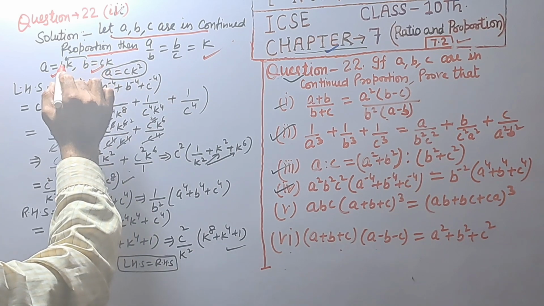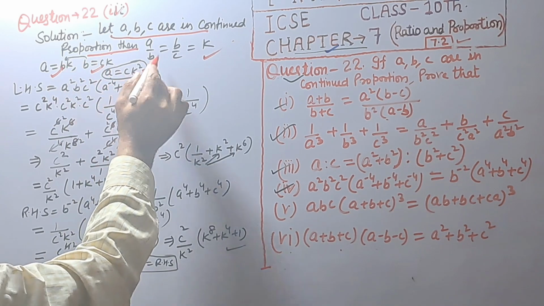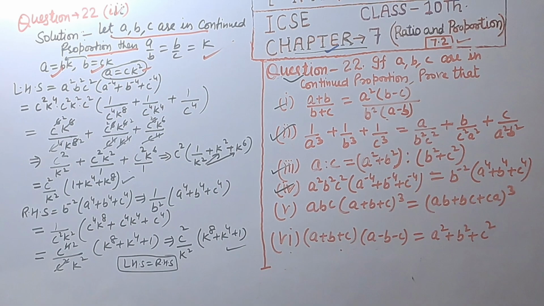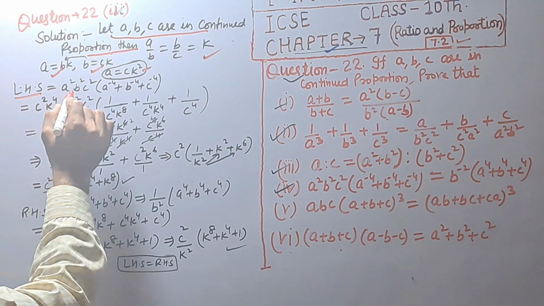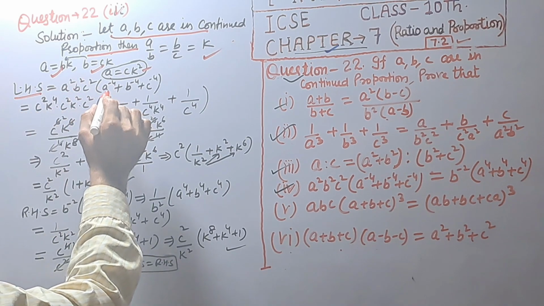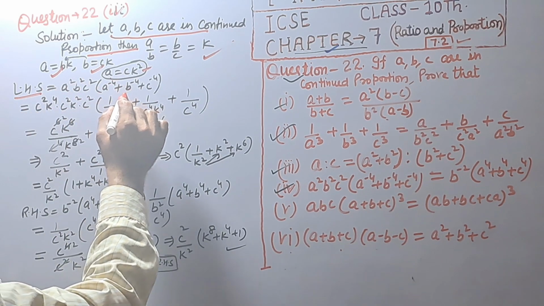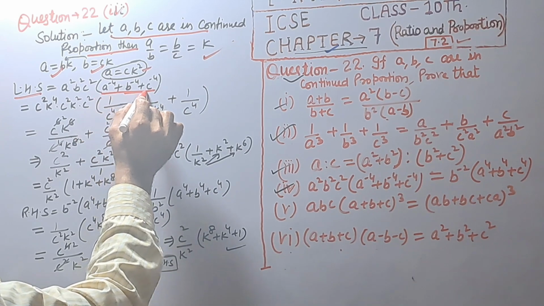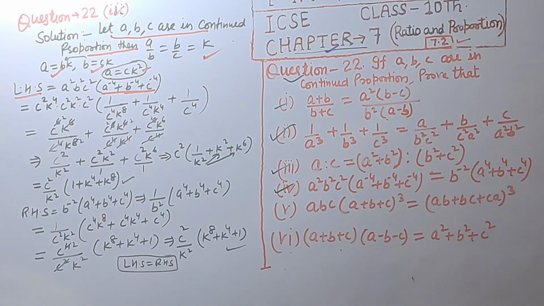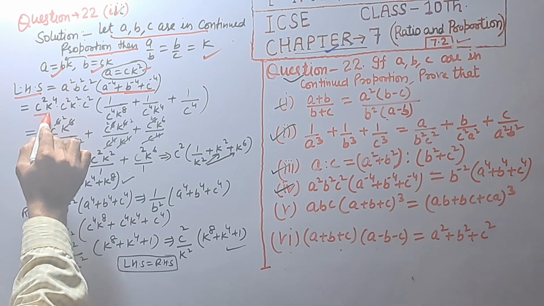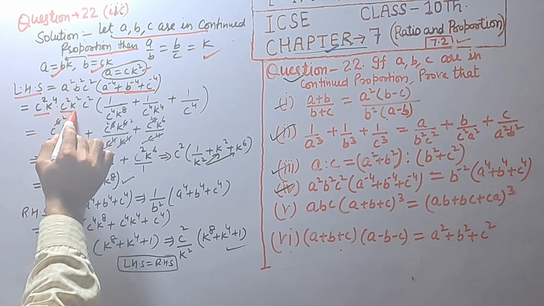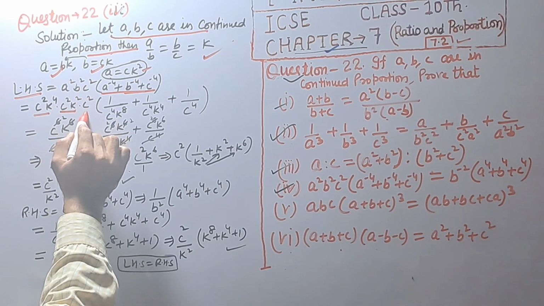Put b is equal to ck in here, then we get the value of a equal to ck raised to power 2. Left hand side is given a square b square c square into a raised to power minus 4 plus b raised to power minus 4 plus c raised to power minus 4. A square, that is c square k4 b square c square k square and c square as it is.